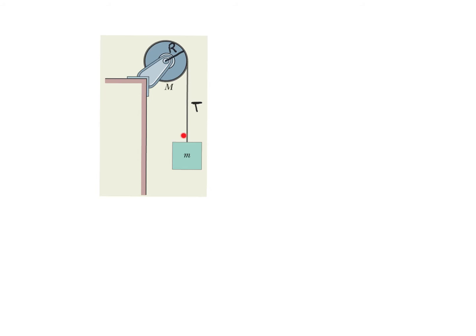The basic approach is that there are two objects in the system, the block and the pulley. We're going to apply Newton's second law to the block and get some information from that. Then we're going to apply the rotational analog of Newton's second law to the pulley to get some additional information and put it all together. Let's say that our goal in this problem is to find the angular acceleration of the pulley, so find alpha sub pulley.